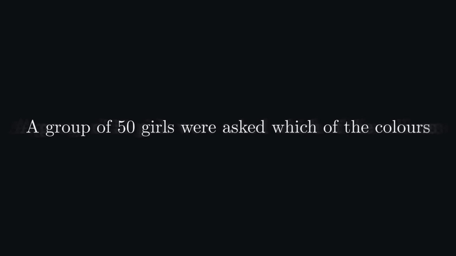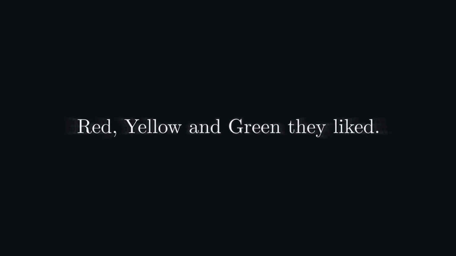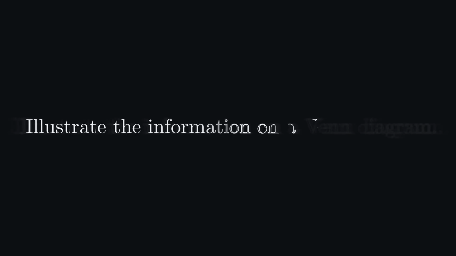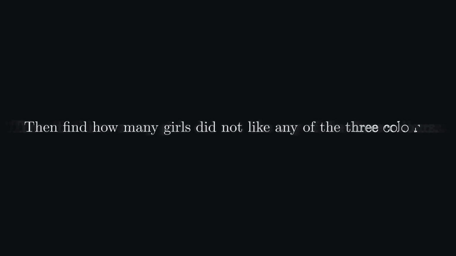Let's explore a past question from the SSSCE in 2005. A group of 50 girls were asked about their favorite colors. They were asked about red, yellow, and green. Illustrate this information using a Venn diagram. Next, find out how many girls did not like any of the three colors.